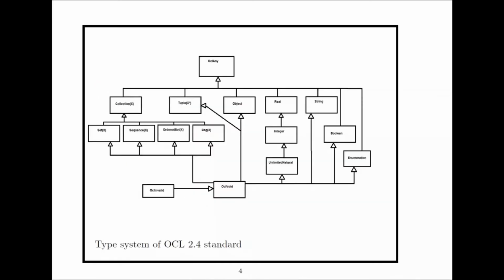So the type system looks like this, where we have OCL any as the universal type. Everything is an instance of OCL any. We have collection types, we have tuple types, objects from the object classes from the model, enumerations from the model, and then the primitive types. And at the bottom, we've got some types to deal with invalid values and null values.